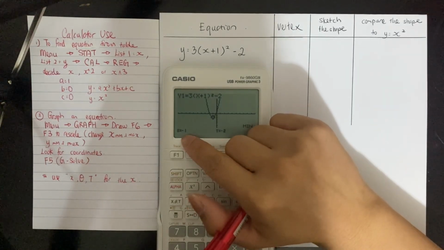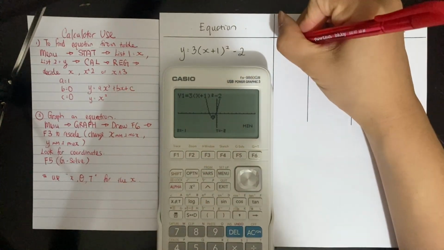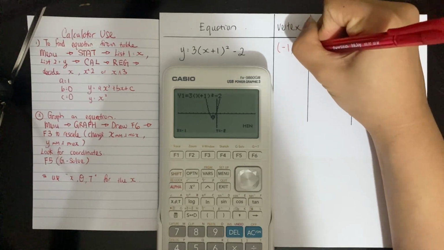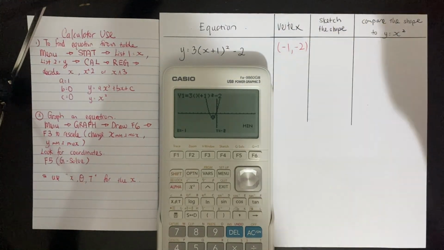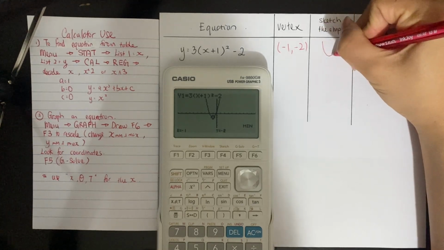It's telling me x is negative 1 and y is negative 2. So I'm going to write it there. X is negative 1, y is negative 2. That is my vertex. Then I want to sketch the shape. So it's a smiley face shape.